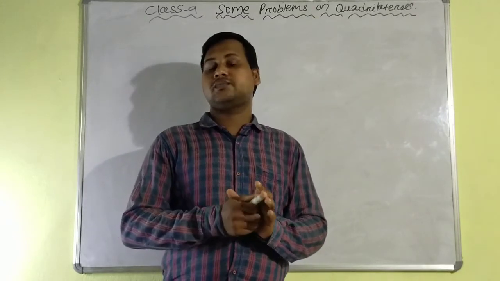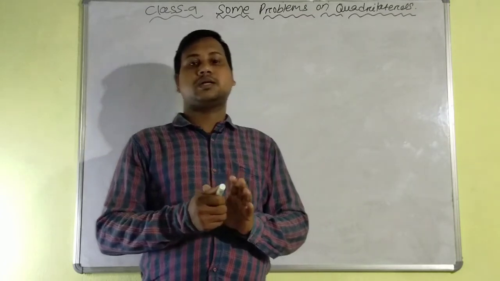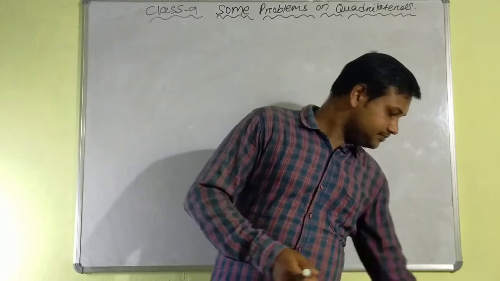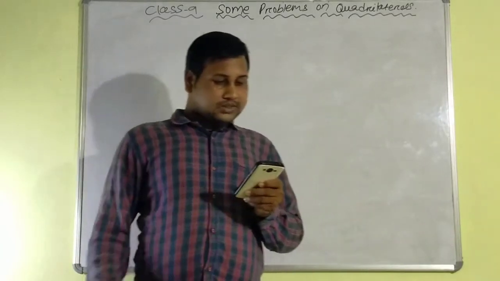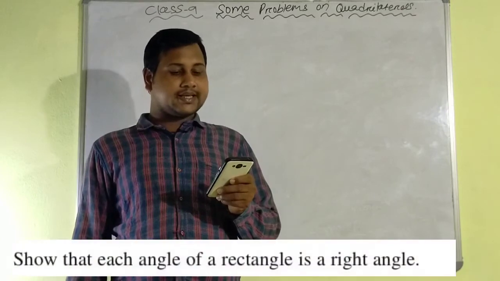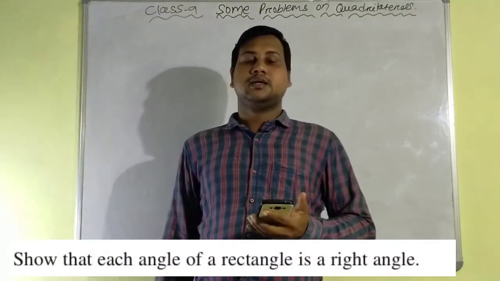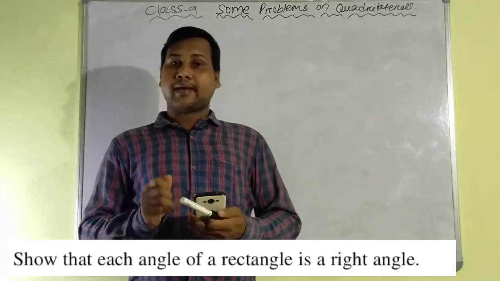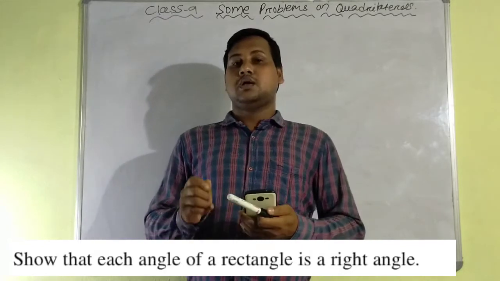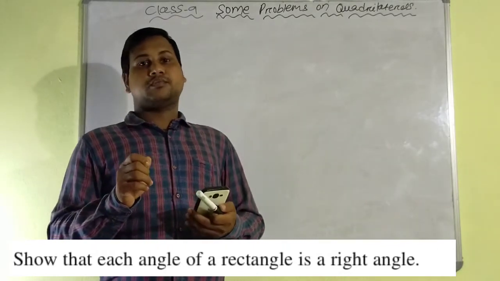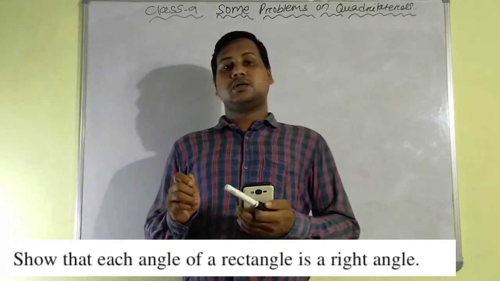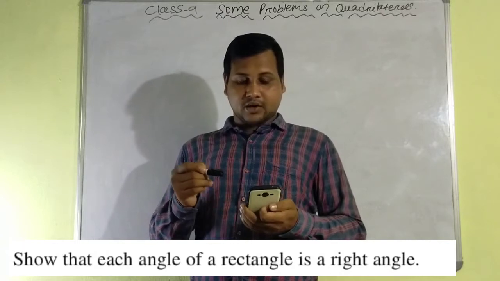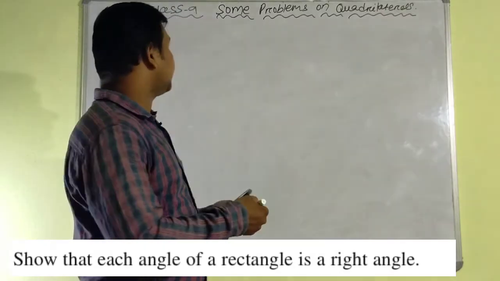As we discussed all of the theorems related to quadrilaterals, now come to question number 1. Here it's given that each angle of a rectangle is a right angle. Dear student, you know the definition of a rectangle, that if a parallelogram has an angle of 90 degrees, it's called a rectangle. But here it is given that each angle of a rectangle is a right angle.